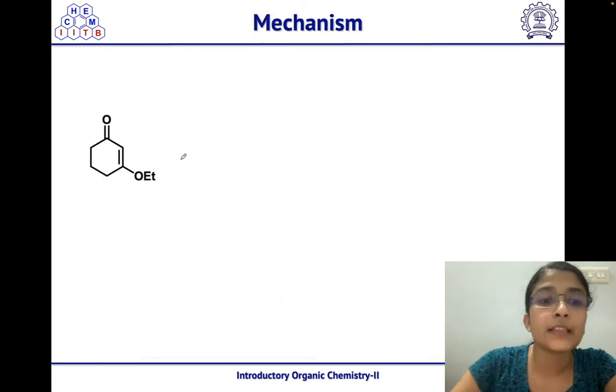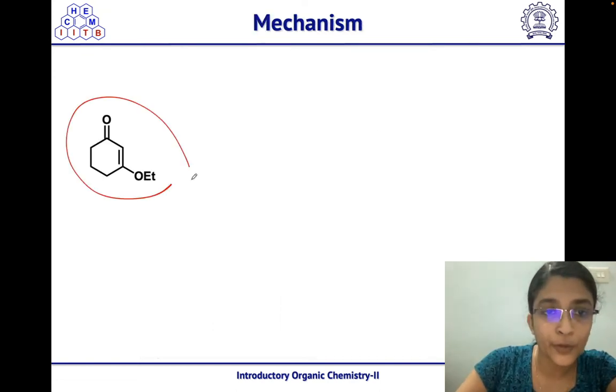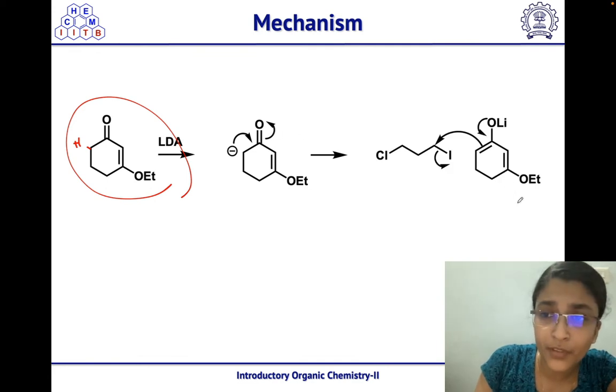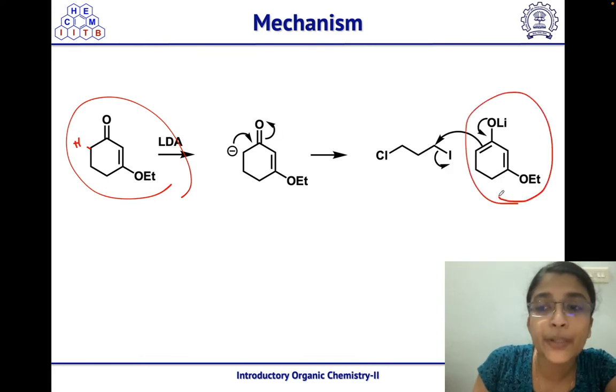So first, this is our parent compound. We are treating it with LDA. So LDA will abstract this alpha proton. We will get an anion here. Then it will rearrange and we will get a lithium enolate like this.